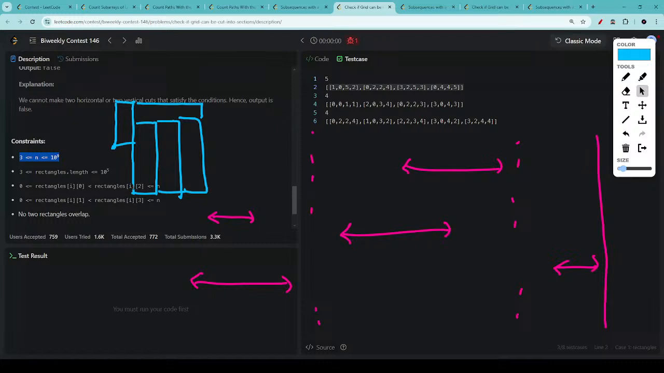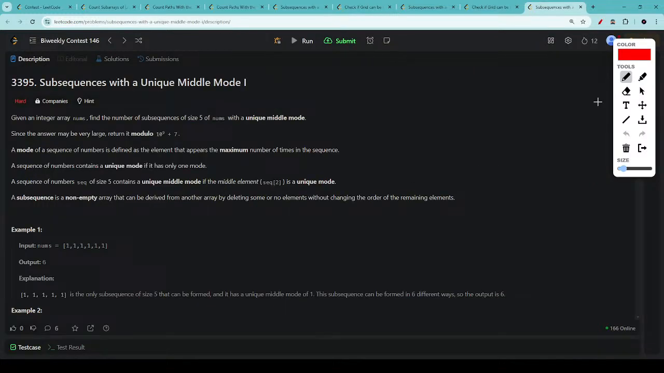Okay, let's talk about 4. I think I know a strategy. Subsequences with a unique middle mode I. Given an integer array nums, find the number of subsequences of size 5 of nums with a unique middle mode. A mode of a sequence of numbers is the element that appears the maximum number of times in the sequence. A number is a unique mode if there's only one mode.